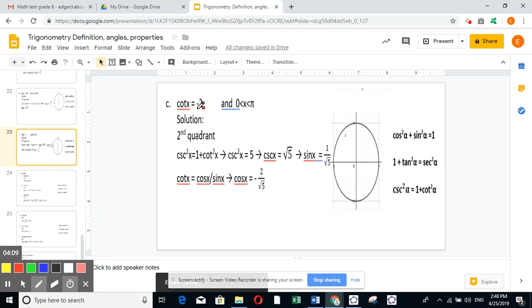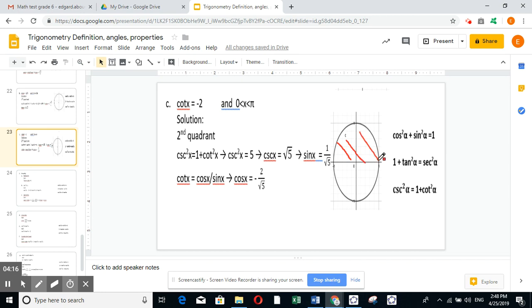Now in this example, they gave us cotangent x, and x between 0 and pi, so I'm here. Cotangent is negative, so I'm in the second quadrant. So I can use this one directly: cosecant square x equals 1 plus cotangent square x. I need to find cosecant square x. It's 1 plus minus 2 all squared, which is 4, so 5. I know that sine here is positive, so cosecant must be positive. So cosecant x equals radical 5, and sine x will be the inverse, 1 over radical 5.